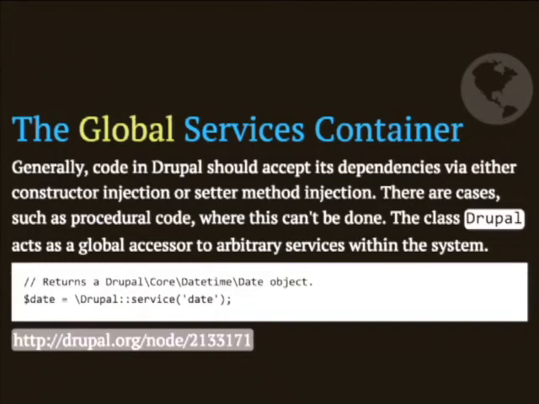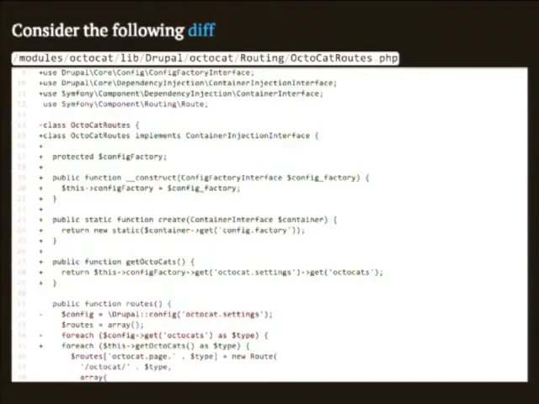Essentially, the long and short of it is you can return different objects with it by just calling Drupal, and you don't have to include any extra use statements. It's just already there, ready for you to go. It may not have the full context of whatever current page you're in, but it will be able to return services like the current datetime object. So that's pretty useful. Again, there's Drupal.org documentation about the global services container. But let's consider the following diff statement.